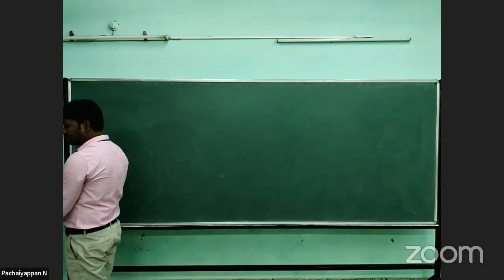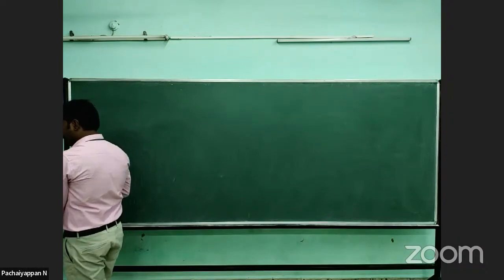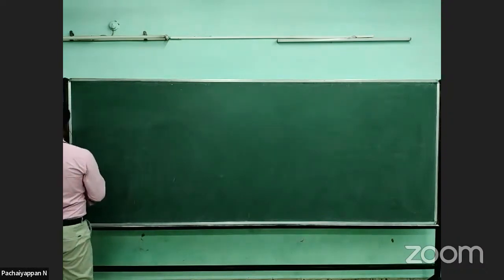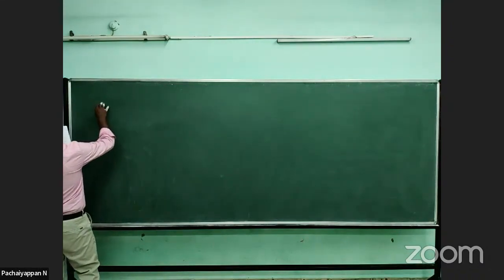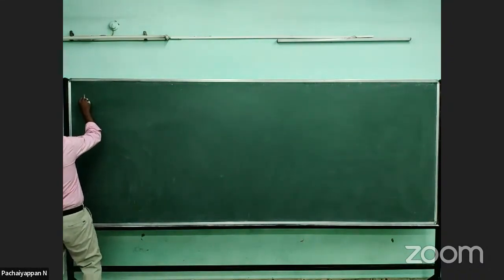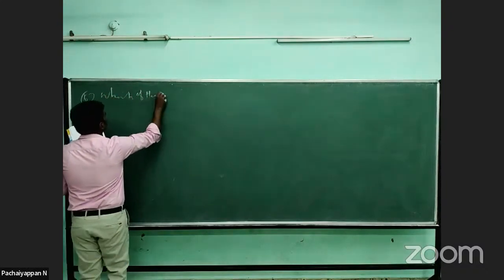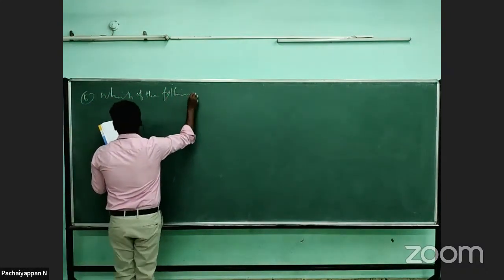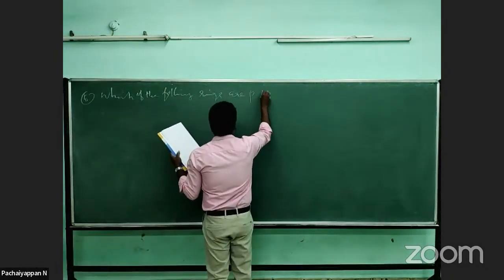If I take irreducibility, anyway, I'll do some other problem. Irreducibility, Eisenstein criteria. Okay. So you guys know it, or I will do it. Okay. Fourth problem or fifth problem? I don't know. Which of the following rings are PID?